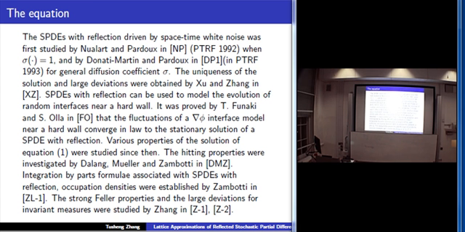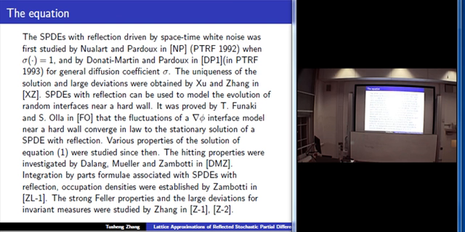Let me say a few words about the history of this equation. It was first studied by Nualart and Pardoux when the noise is additive, when sigma is 1. Sigma is the diffusion coefficient. Later, by Donati-Martin and Pardoux for general sigma, but they proved only that there is a minimal solution. They left the uniqueness open. Several years ago, together with my student, we proved that uniqueness also holds. So there is a unique solution for this equation, for general sigma.